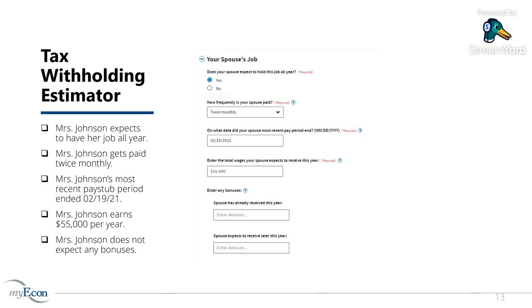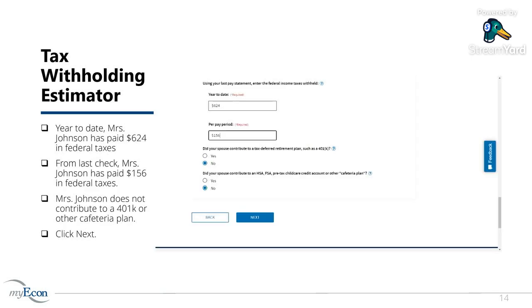Now, as you get to this particular page, you answer the same questions, right? Mrs. Johnson expects to have her job all year. Mrs. Johnson gets paid twice monthly. Mrs. Johnson, most recent pay stub period, right? It's just like before, she gets it right off her pay stub. Mrs. Johnson earns $55,000 a year, and Mrs. Johnson does not expect any bonuses. So just go through and answer for you and your spouse, or just you, or whatever the situation may be, right?